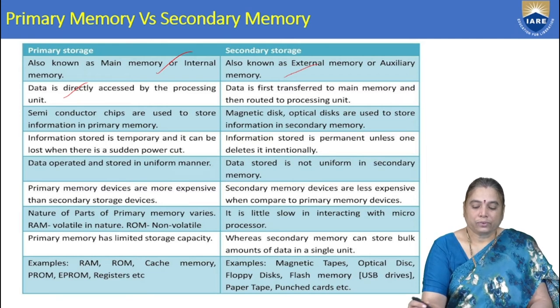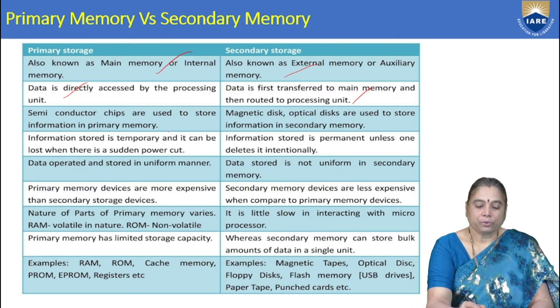Next, in secondary storage, data is first transferred to the main memory and then routed to the processing unit. So the needed programs and data are loaded to the main memory from the secondary memory. Then only the CPU can easily access the data. Next, semiconductor chips are used to store information in primary memory.